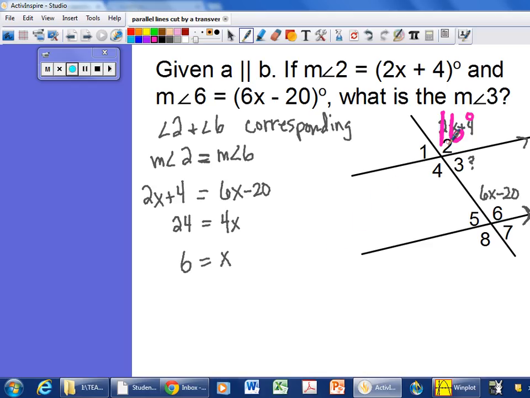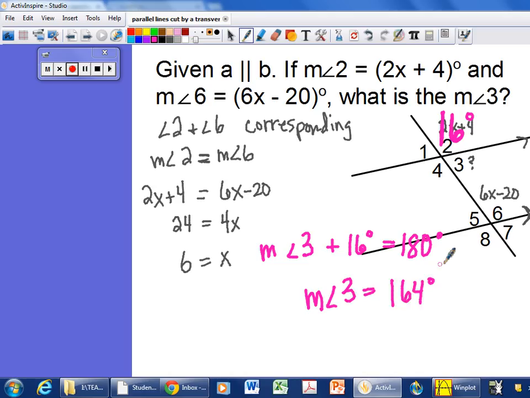But that's okay. 16 degrees plus the measure of angle 3. So angle 3 plus 16 degrees has to equal 180, because these are a linear pair. They add up to 180. So that means that the measure of angle 3 is going to be 164 degrees, even though it does not look like it. According to the math, this is true. Okay? So believe your math, don't always believe your eyes when it comes to geometry problems.